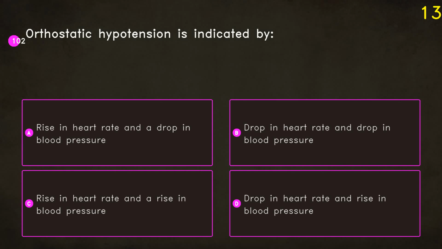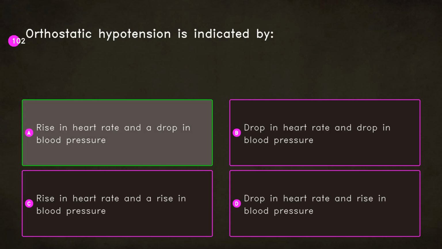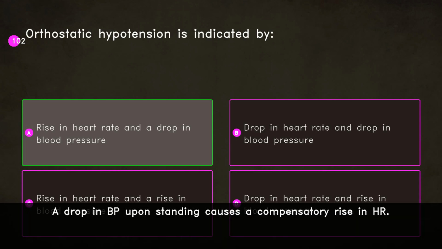Question 102. Orthostatic hypotension is indicated by A. Rise in heart rate and a drop in blood pressure, B. A drop in heart rate and drop in blood pressure, C. Rise in heart rate and a rise in blood pressure, D. Drop in heart rate and rise in blood pressure. The correct answer is rise in heart rate and a drop in blood pressure. A drop in BP upon standing causes a compensatory rise in HR.